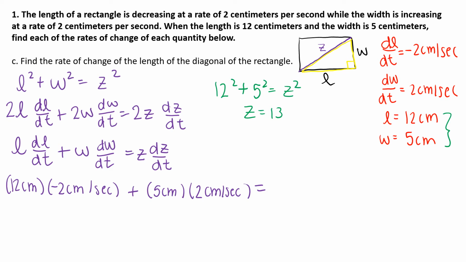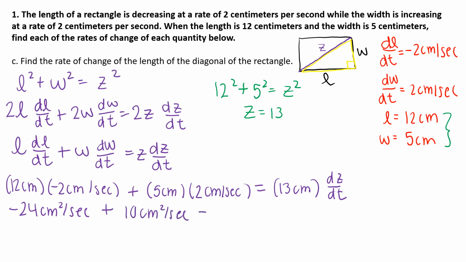So we can continue by plugging in Z as 13 centimeters, and then dZ/dt is what we are looking for. Multiplying, we get 12 times -2 gives us -24 centimeters squared per second, plus 5 times 2 is 10 centimeters squared per second, equals 13 centimeters times dZ/dt. Simplifying our left-hand side, we get -14 centimeters squared per second equals 13 centimeters times dZ/dt.